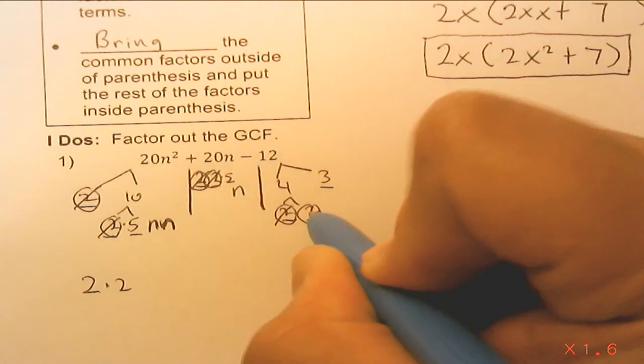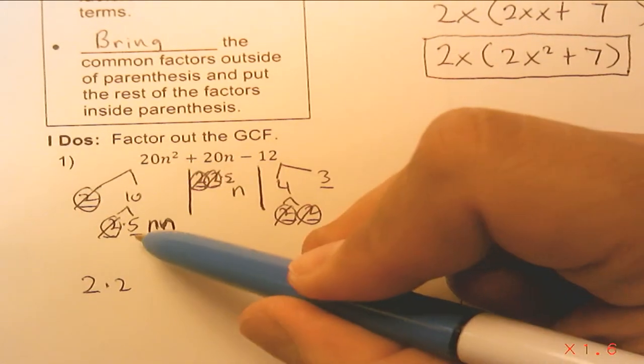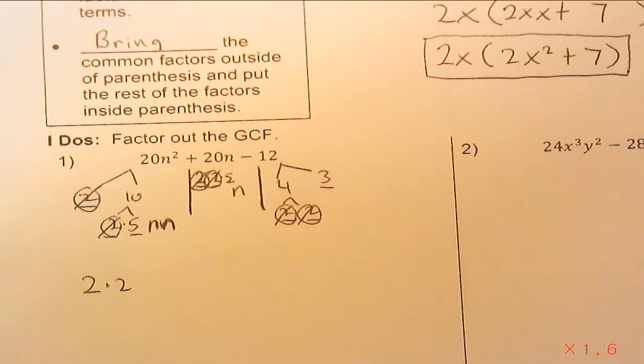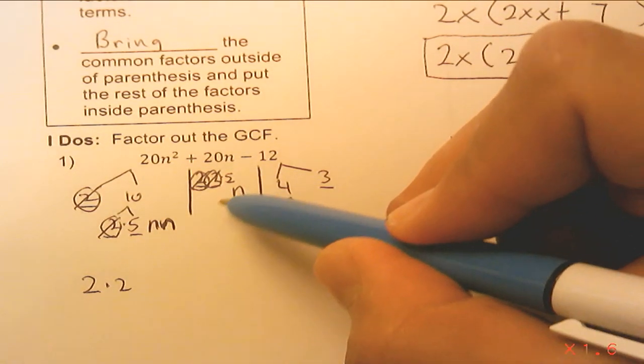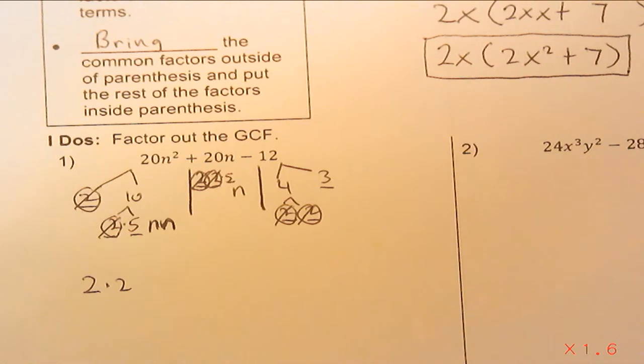So another 2 comes out. And I got a 5, 5. There is no 5 here, so I can't bring a 5 out. I got some n's here. I got an n here. I do not have an n here. So looks like that's all I can really take out.